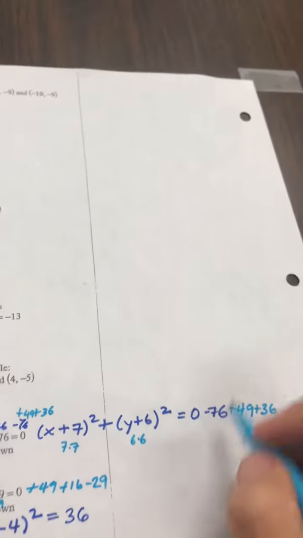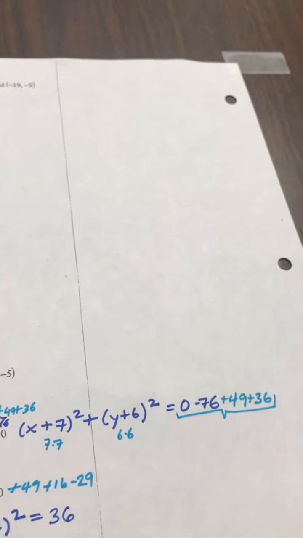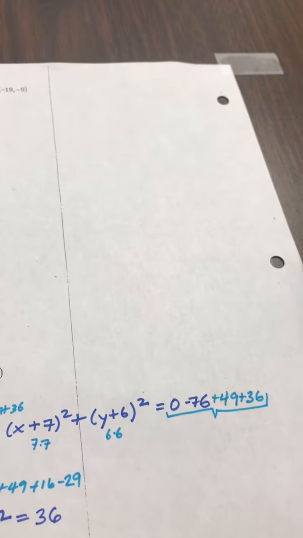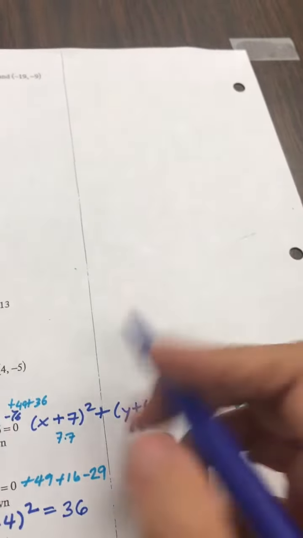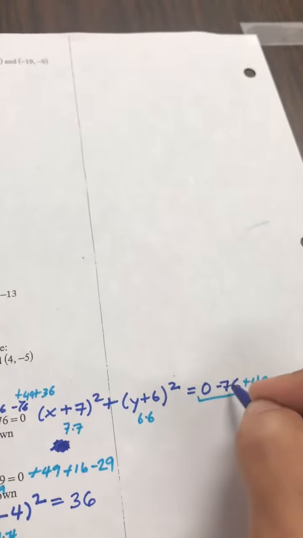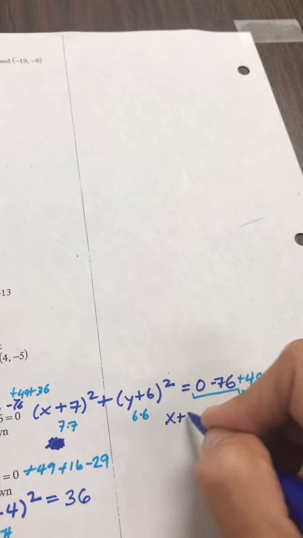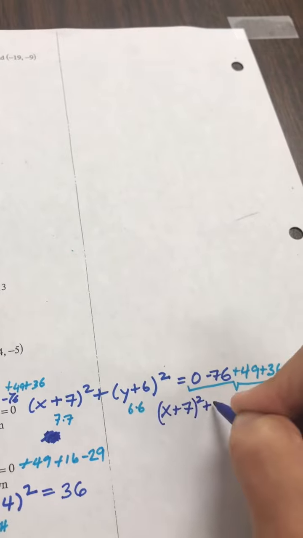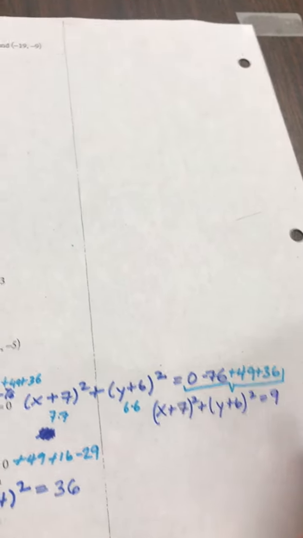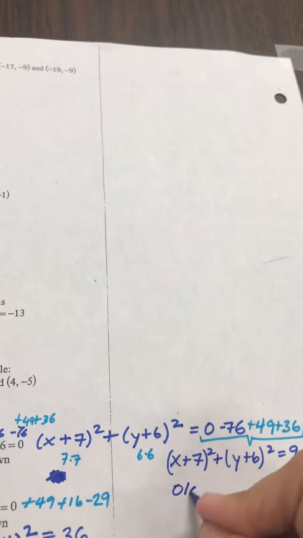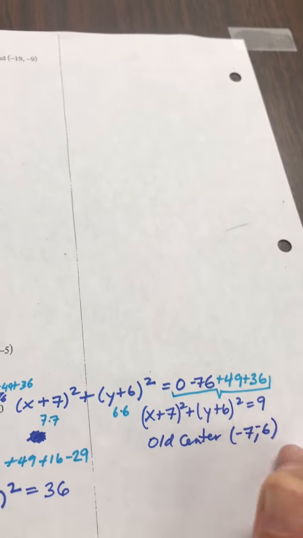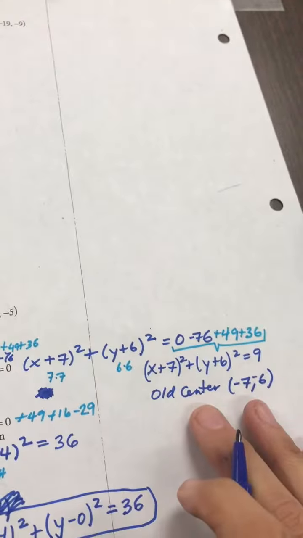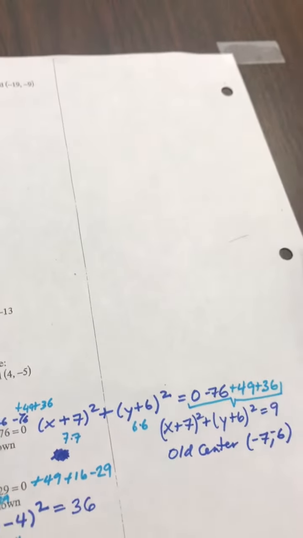Okay, so let's figure out what all of this tells us about what our radius squared is. 9. Oh, that's exciting. So our radius squared is 9, which means our radius is 3. So our old equation looks like this. And so our old center is at negative 7, negative 6, right? Our old center.